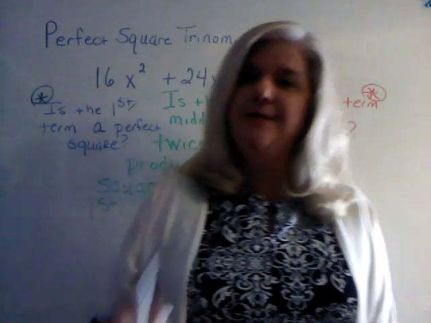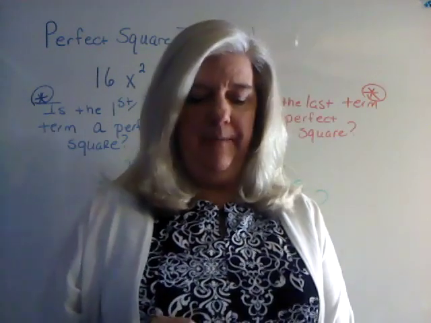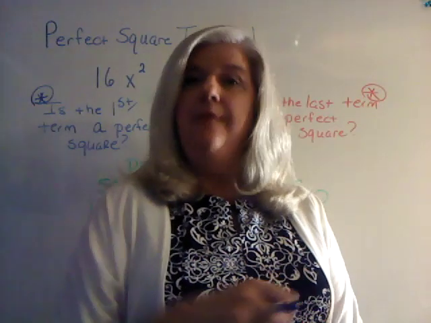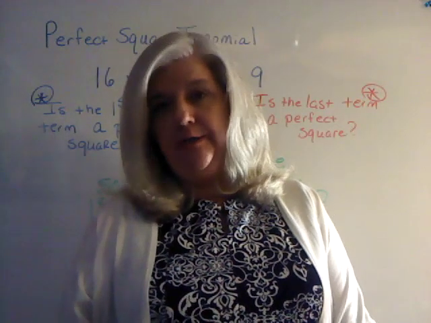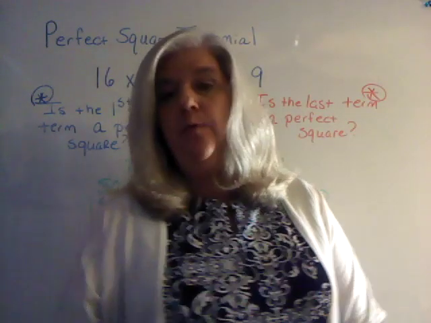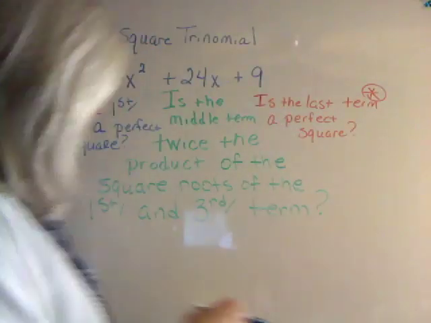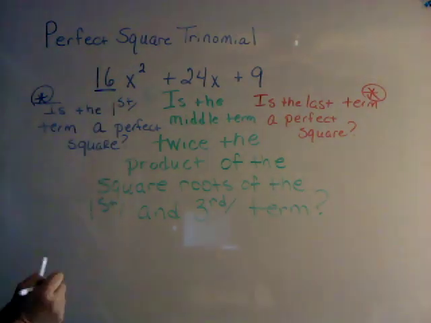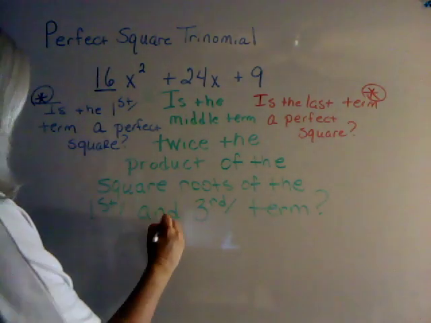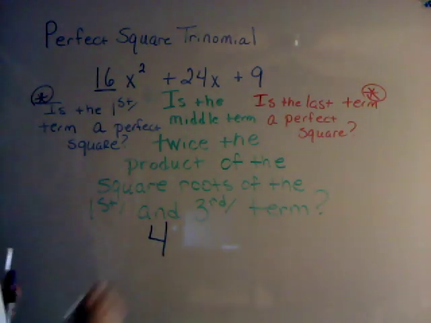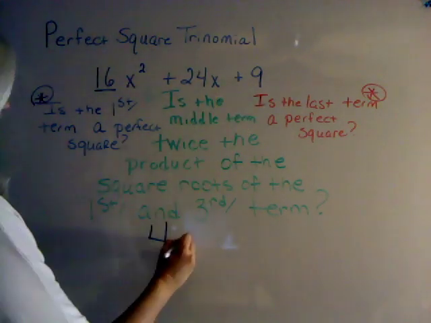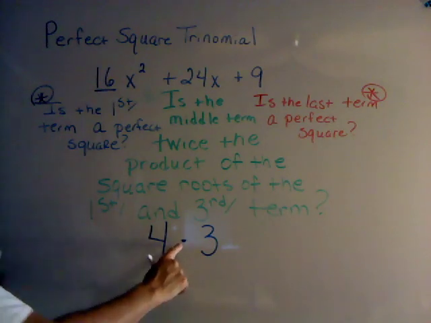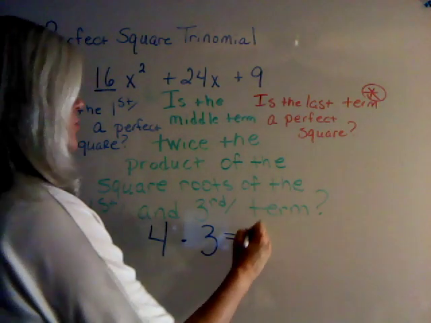Now, what does that mean? Well, let's think about it. We're going to take the square root of the first term, then we're going to take the square root of the third term, and then we're going to multiply those by 2. So let's do that. We know that the square root of 16 is 4, and the square root of 9 is 3. So 4 times 3 is 12.